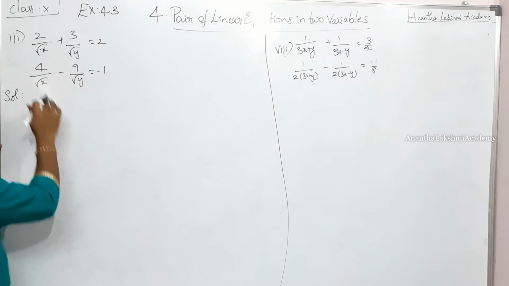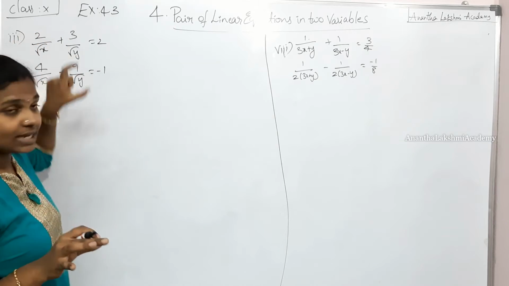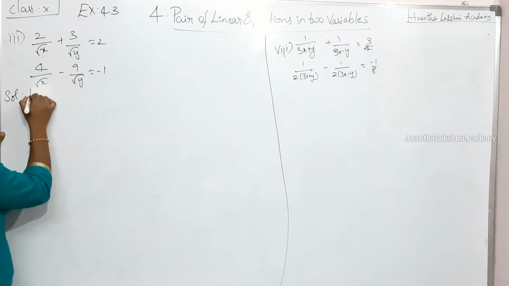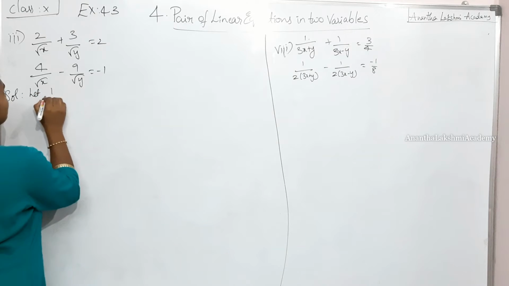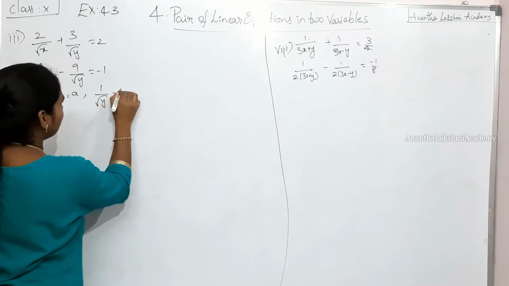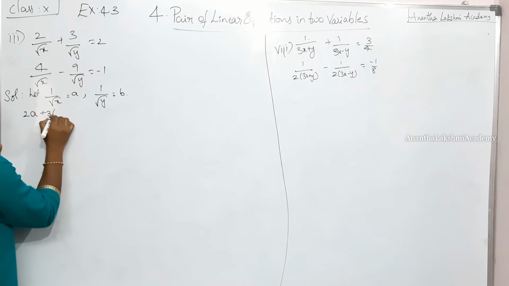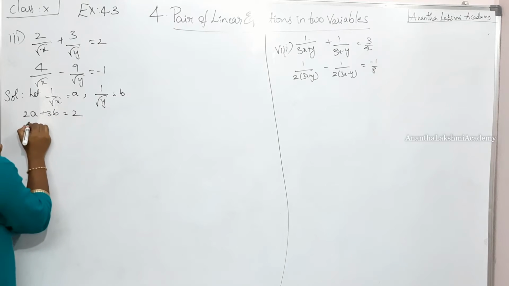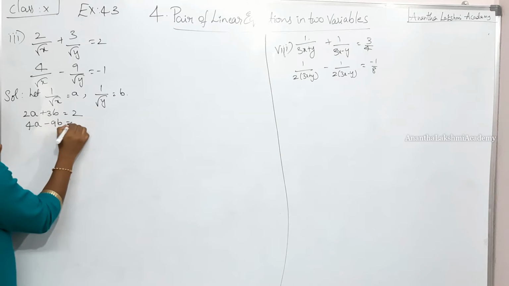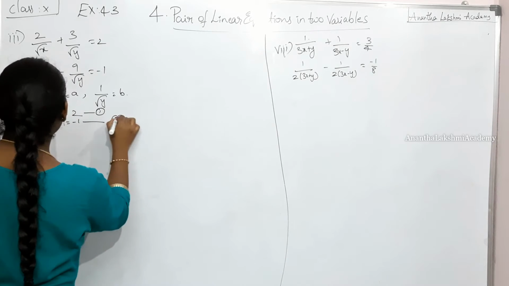Here, if you look at that, within the concept I told you that the fraction whichever you are taking should be common to both the equations. So if you look at here, 1 by root x and 1 by root y are common. So let 1 by root x is equal to a and 1 by root y is equal to b. So what happens? Then 2a plus 3b is equal to 2 and 4a minus 9b is equal to minus 1.